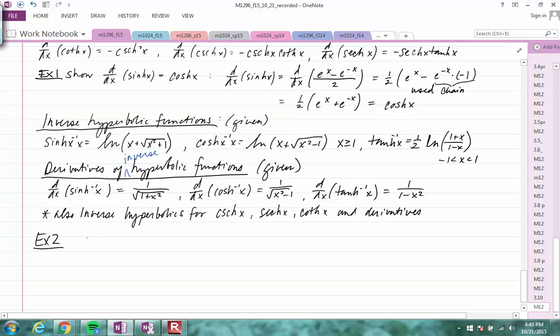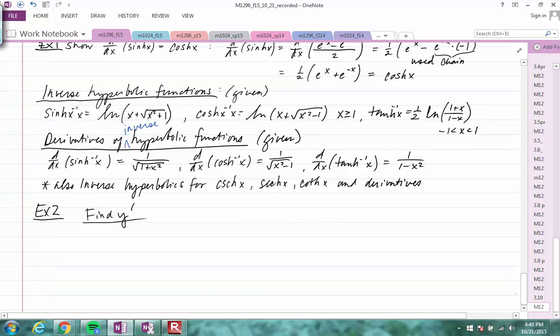So, first of all, we're just going to find some derivatives. First one, we have y is equal to the natural log of sinh, kind of the short name for hyperbolic sine. So notice here, it's the natural log of sinh. So finding the derivative involves the chain rule because it's a composite function.